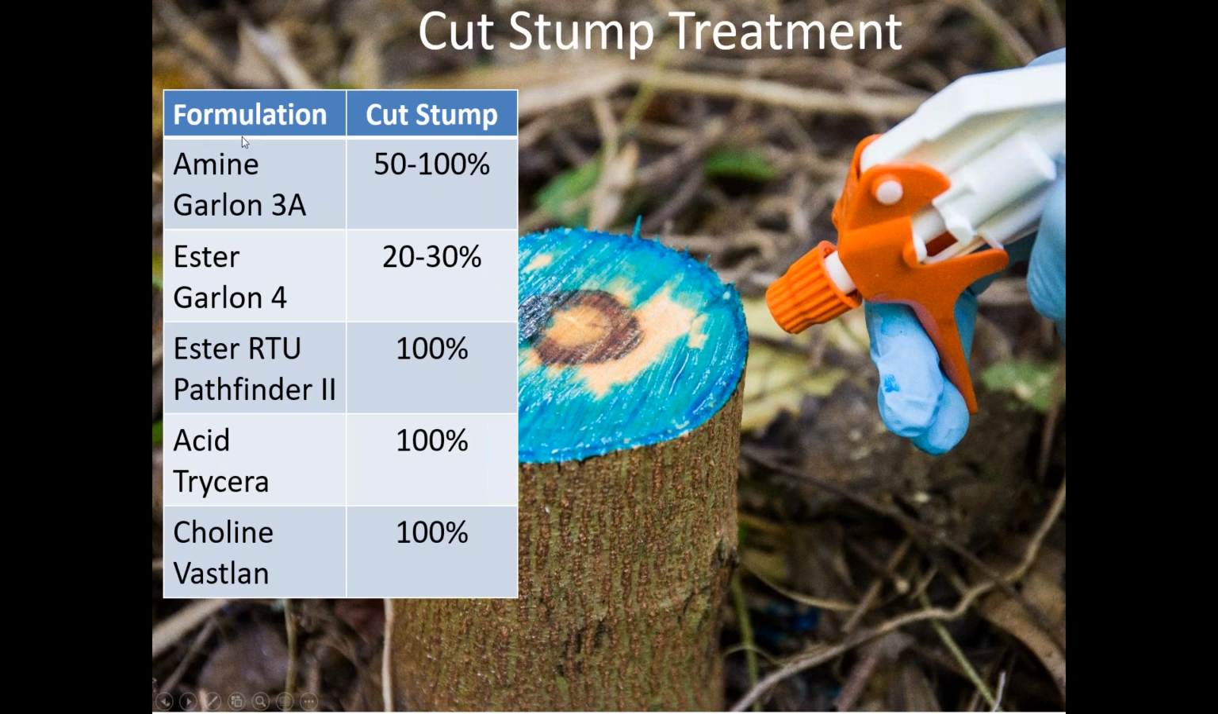So the labels are going to tell you for all of these, for the amine, 50 to 100%, and for the acid and choline, 100%. I'll go ahead and tell you, I think these two are overkill right here, and I think you'll be able to get away with significantly less herbicide. We've been able to take the acid down to 25 to 50% on a volume-to-volume basis. For Chinese privet, we've taken the amine formulation down to 25% and got really good control.